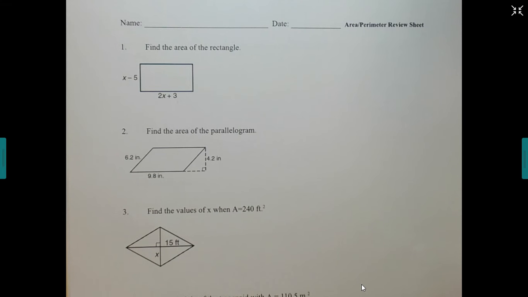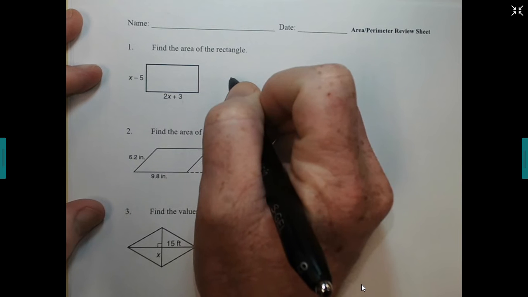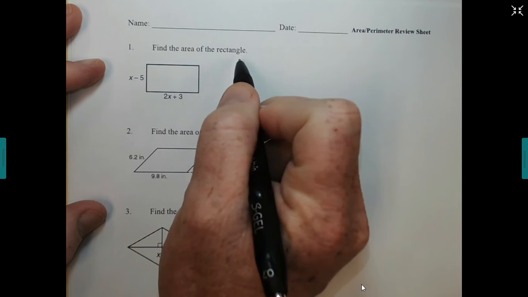All right, the Unit 11 area and perimeter review. I'm going to be working kind of fast. I got about 15 minutes before class starts. So here we go. Area of a rectangle.